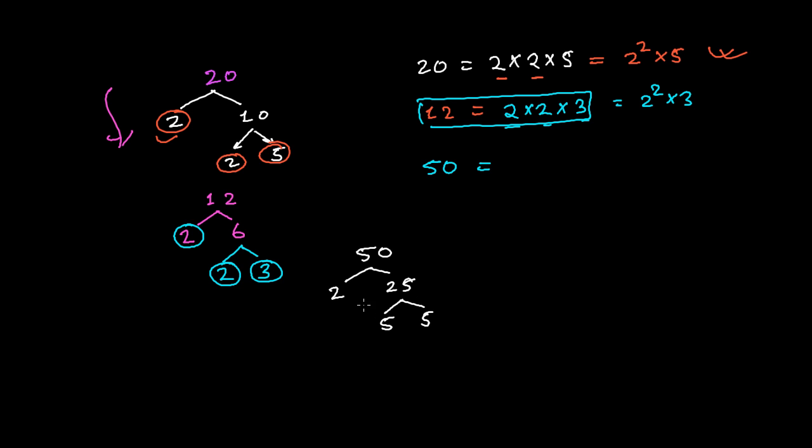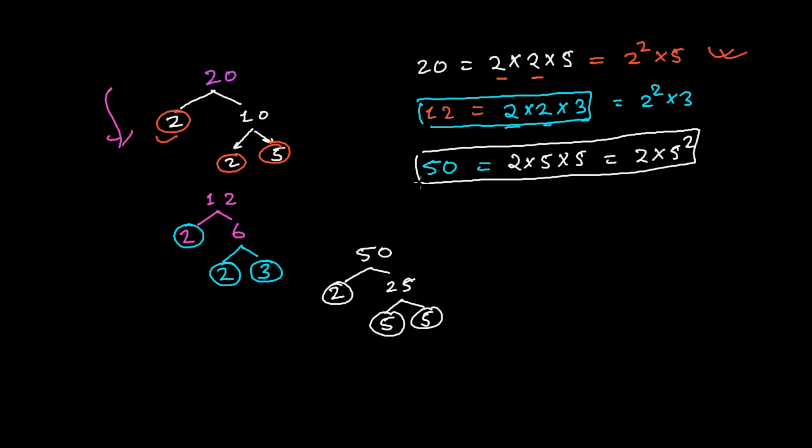All right, so I can now write 50 as 2 times 5 times 5. If you want, you can write 2 times 5 squared. So this is the prime factorization of 50. All right, so representing any number as the product of its prime factors is called the prime factorization of that number.